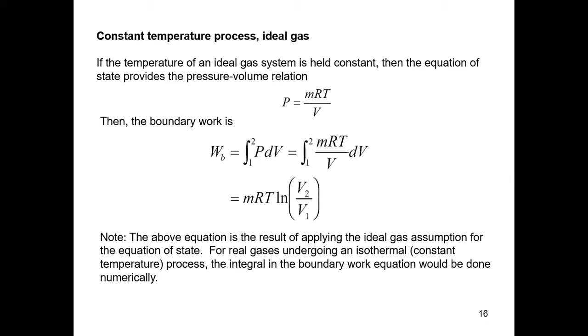If the temperature of an ideal gas is held constant, then the equation of state provides the pressure volume relationship. This is the ideal gas equation. So for pressure, you substitute M times RT, where M is the molar mass, divided by capital V, which is the molar volume, times dV. So the boundary work is M times RT, which are constant, and natural logarithm V2 divided by V1. The above equation is the result of applying the ideal gas assumption for the equation of state. For real gases undergoing an isothermal constant temperature process, the integration in the boundary work could be done numerically.